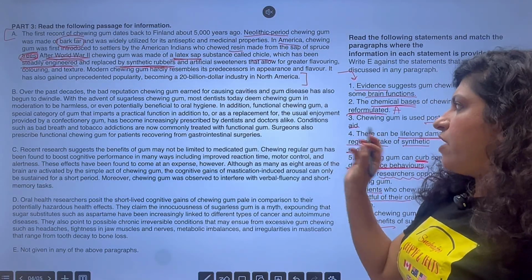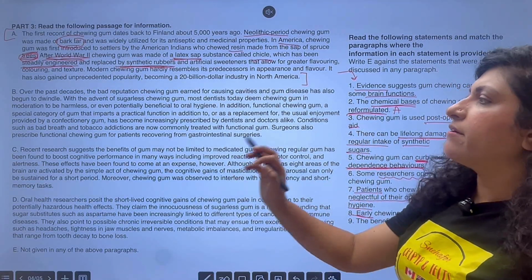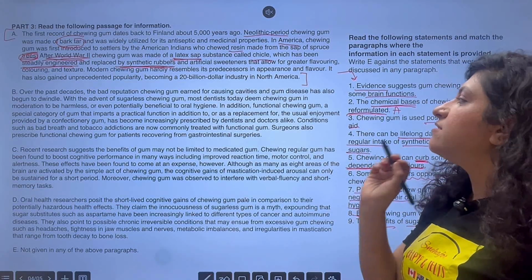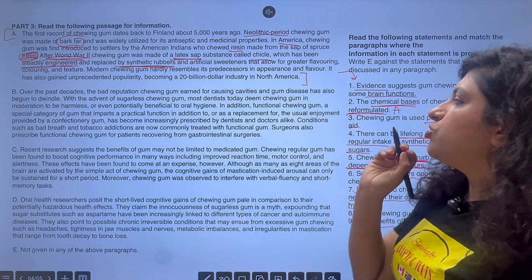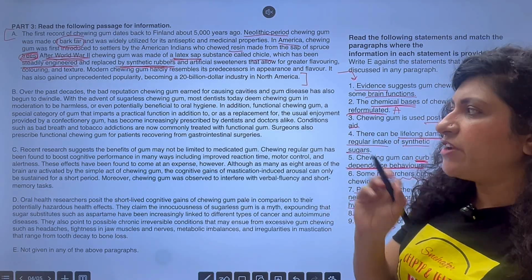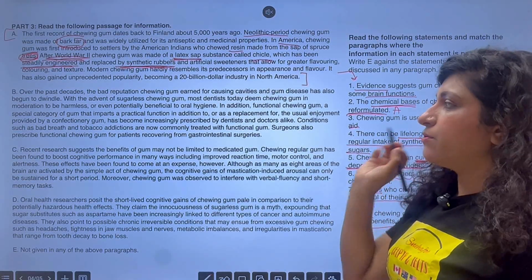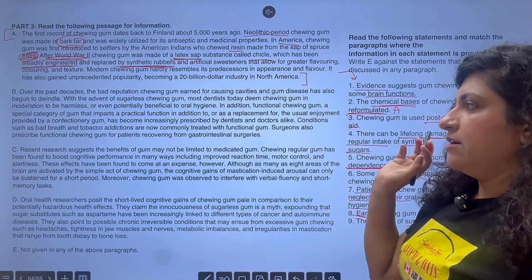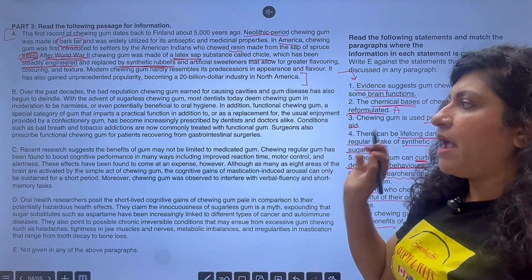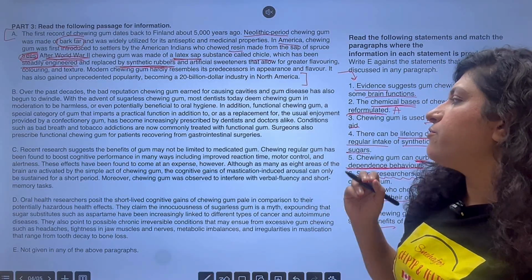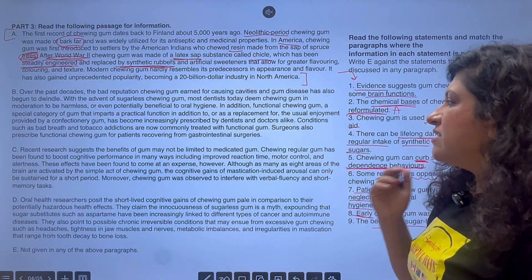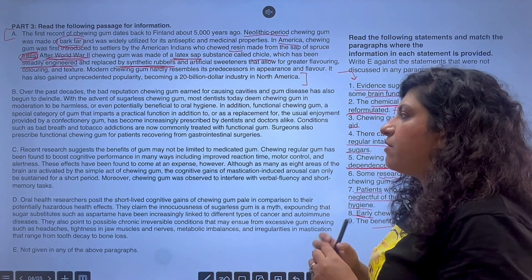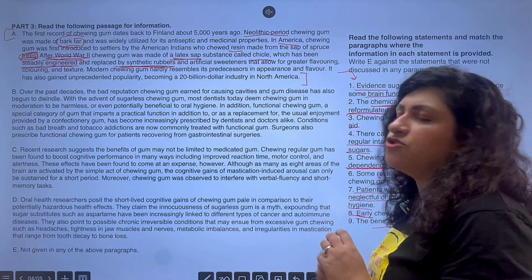In addition, functional chewing gum, a special category of gum that imparts a practical function in addition to or as a replacement for the usual enjoyment provided by a confectionery gum, has become increasingly prescribed by dentists and doctors alike. Conditions such as bad breath and tobacco addictions are now commonly treated with functional gum. Surgeons also prescribe functional chewing gum for patients recovering from gastrointestinal surgeries.